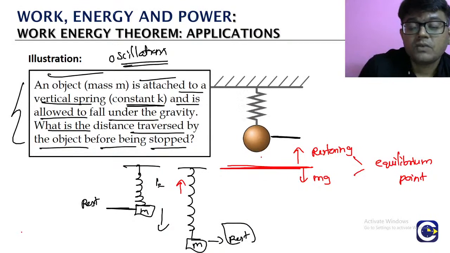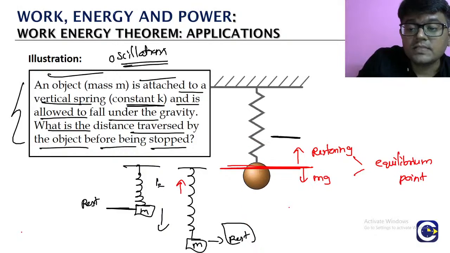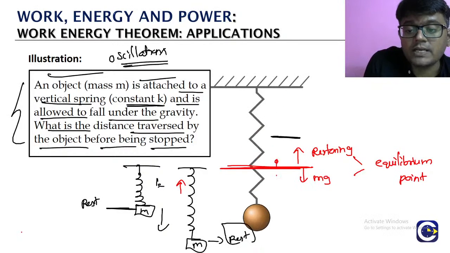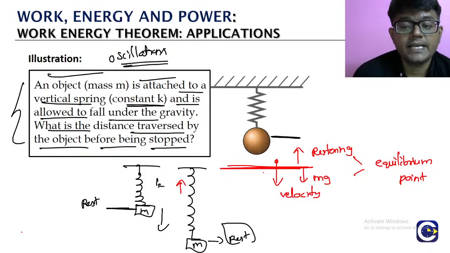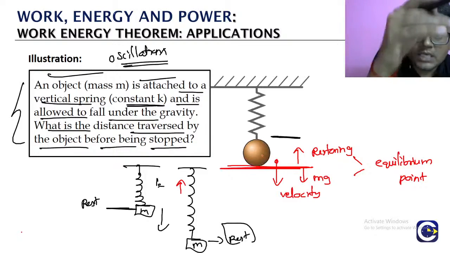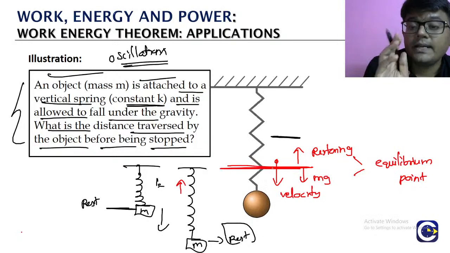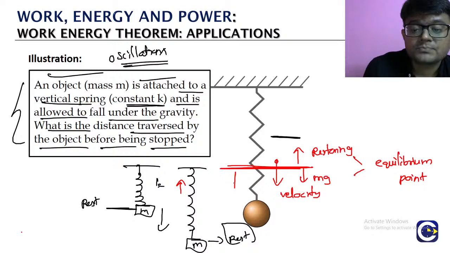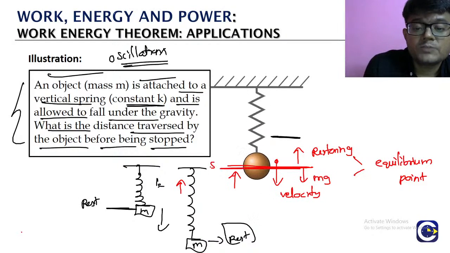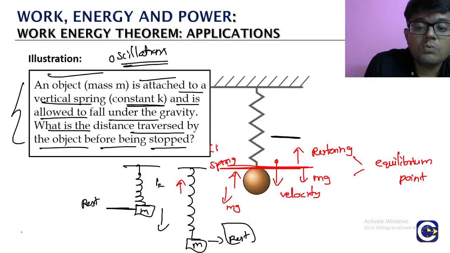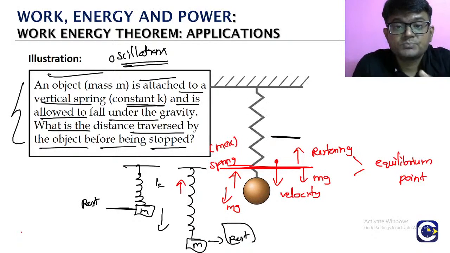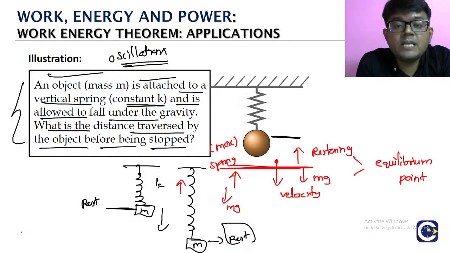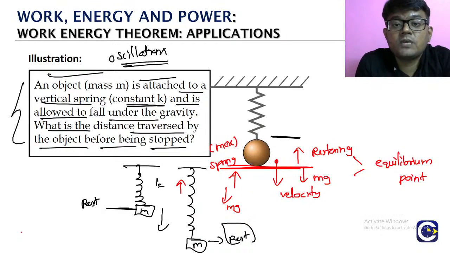But the body will not stop here. Why? You know why the body will not stop here? Because since the body is coming from the top, it would have already gained some velocity. So from the equilibrium point, it will keep going to the other side. Now when it is going to the other side, remember what is going to happen? The spring force value will be more than the gravity, because equilibrium means spring force is balancing weight. If you elongate the spring more, the spring force will be higher.